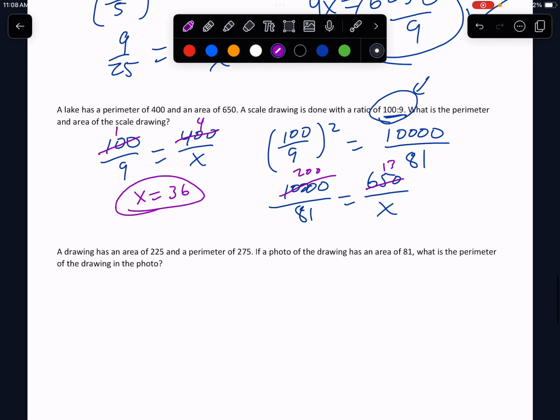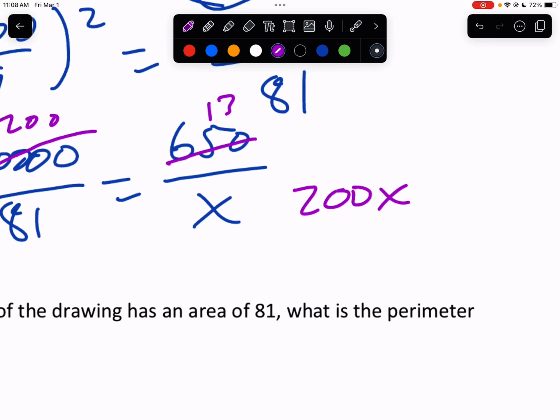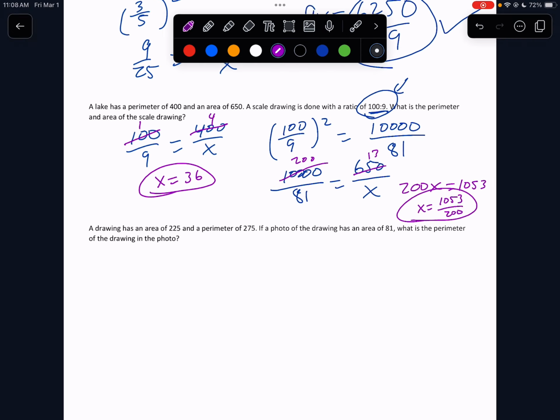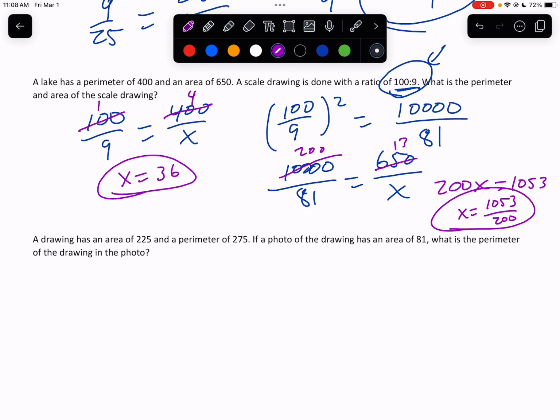Then we cross multiply. That would be 200x. I'm just going to type it in. 81 times 13 is 1053. And then divide by 200. I get 1053 over 200. And that would be the new area. So this is the area, and this is the perimeter.